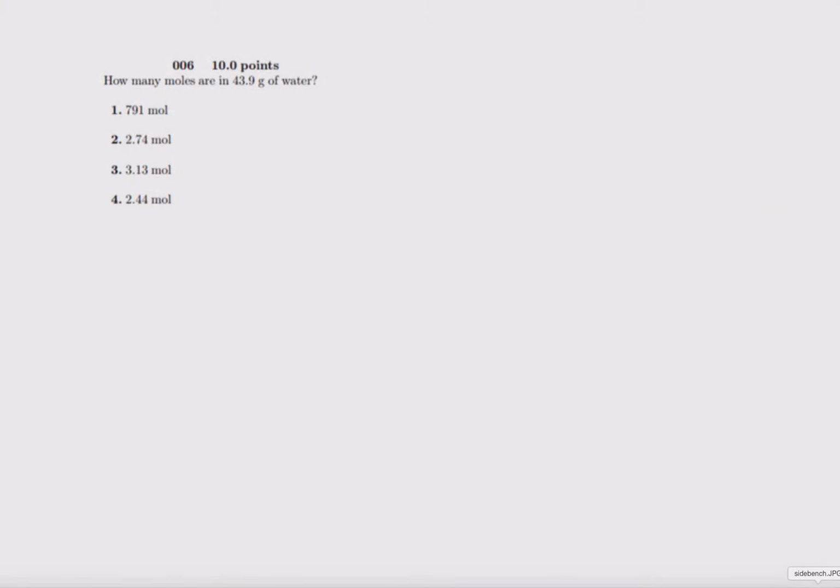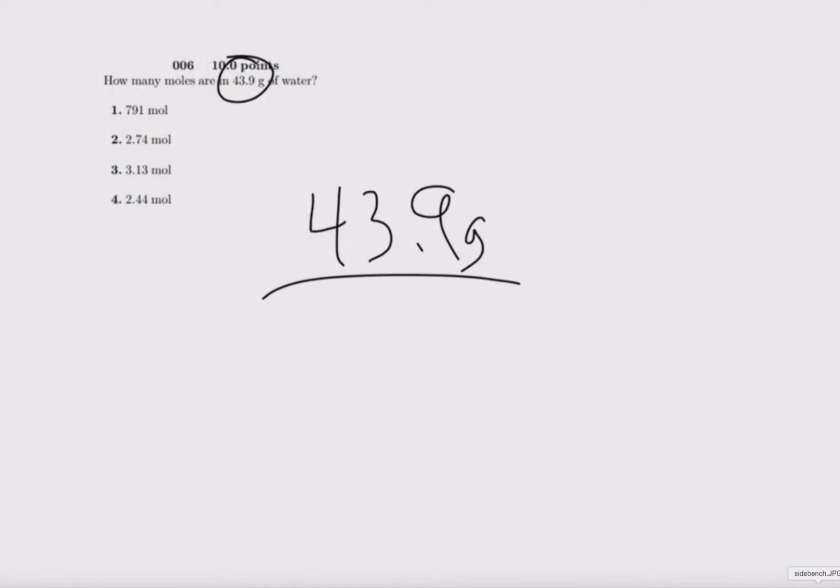How many moles are in 43.9 grams of water? You might have a different number for the number of grams in your version, but you would solve the question the exact same way no matter what. You take the amount that you're given and you divide it by the mass of water. H2O is 2 hydrogens and 1 oxygen with a mass of 16. The mass of water is 18.